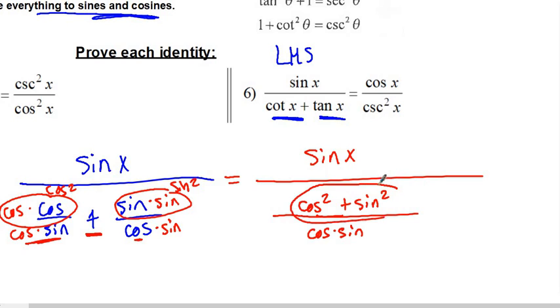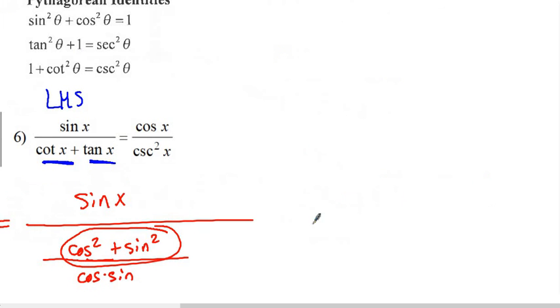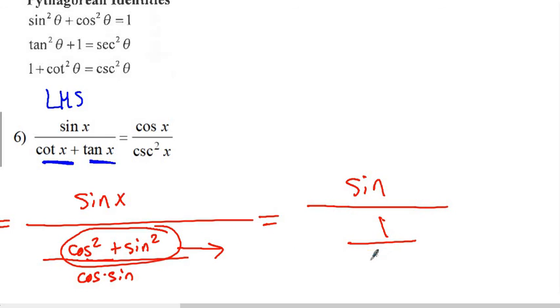What is cosine squared plus sine squared? It equals 1, just like we saw before in that last problem. So we can now simplify this a little bit more. We can say this equals sine over this thing right here just becomes 1 over cosine times sine. And now we can use strategy 3, use our regular algebra techniques.